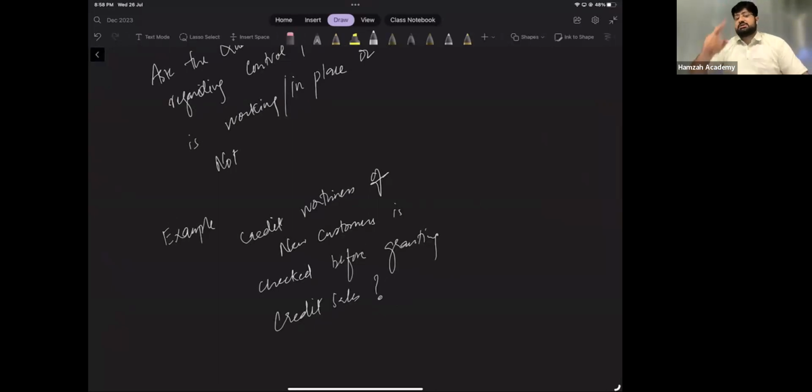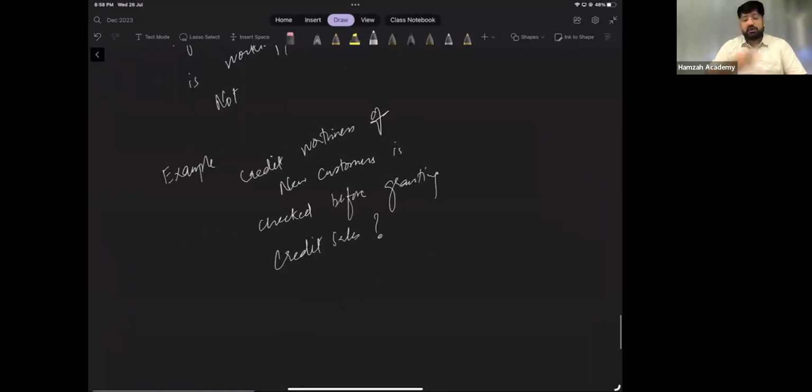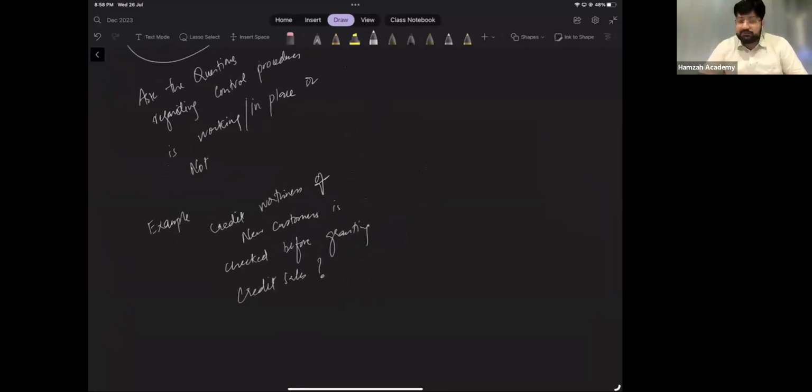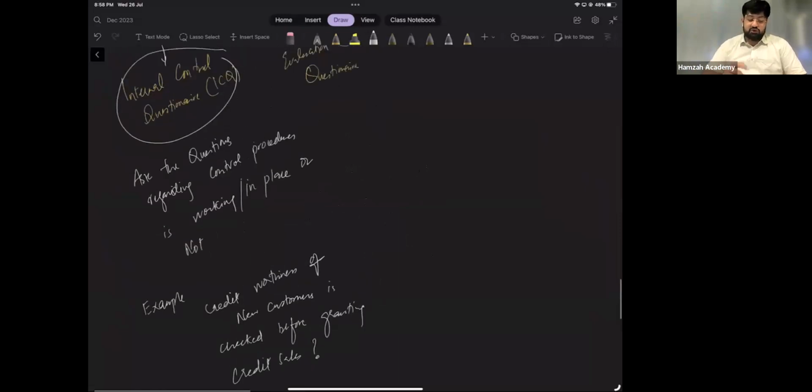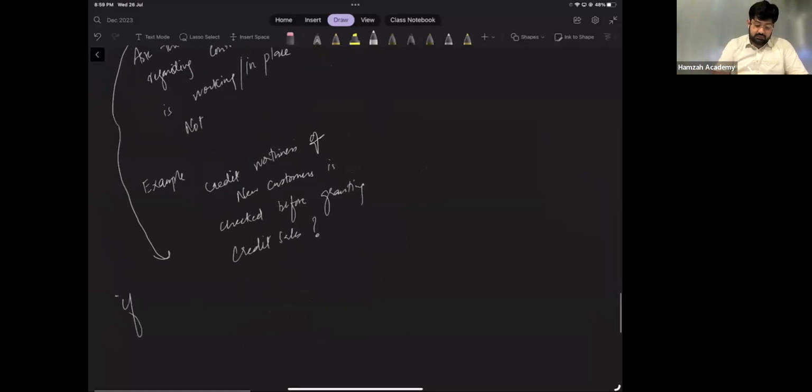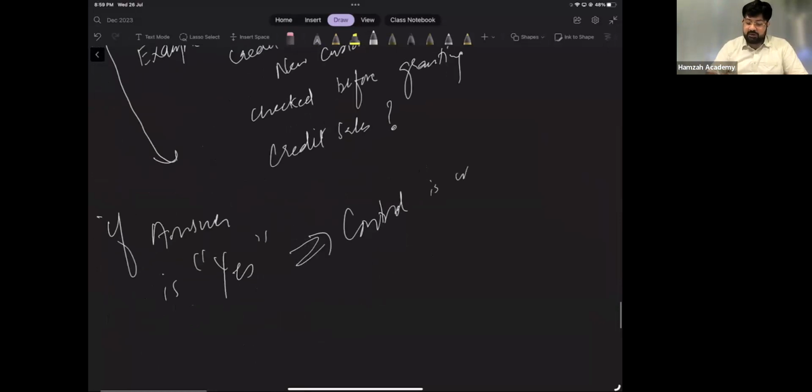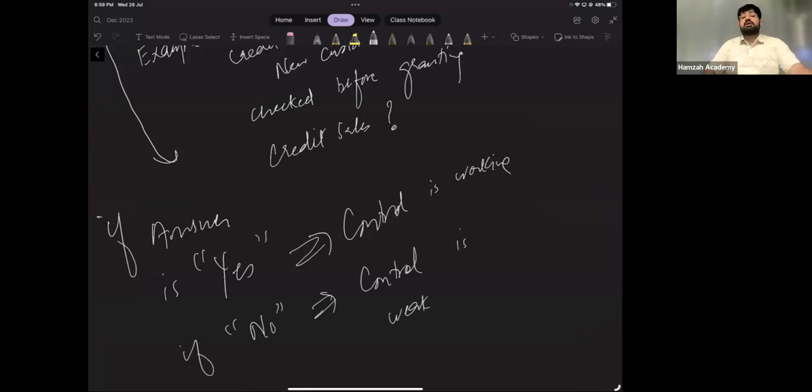This is ICQ, the internal control questionnaire. The employee will respond yes or no. If the answer is yes, it means the control is working. And if no, it means the control is weak.